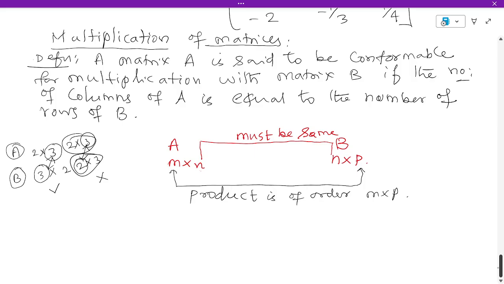The first thing is, the first matrix's number of columns and the second matrix's number of rows are equal, and then we can multiply these two matrices. The resultant matrix is of the order: first matrix number of rows, second matrix number of columns.